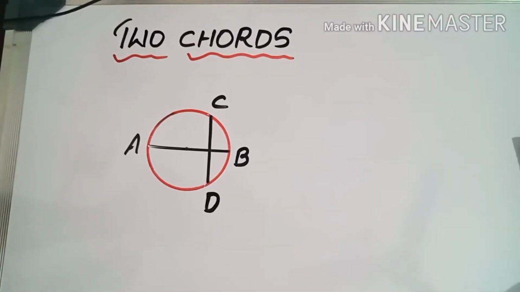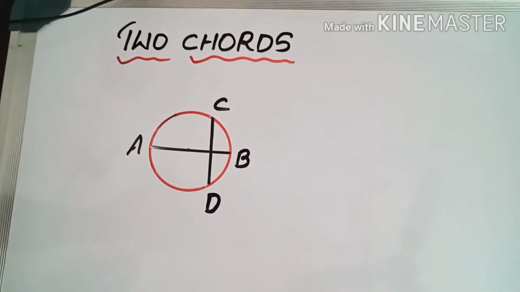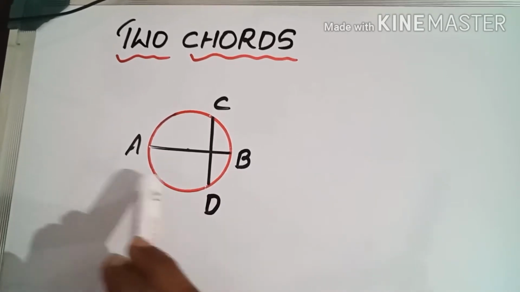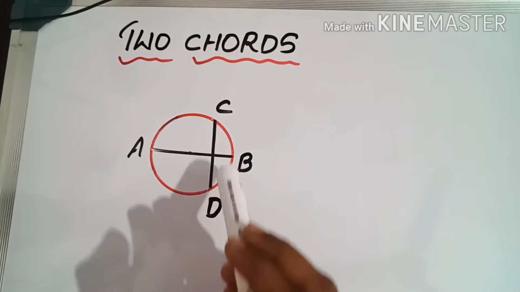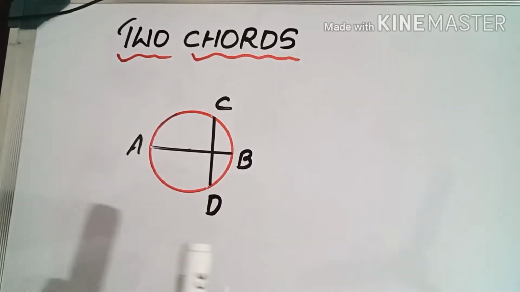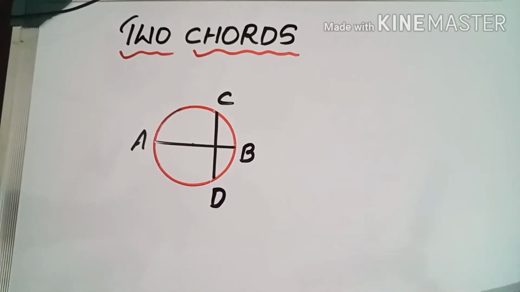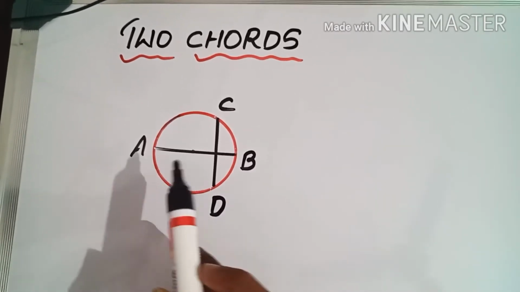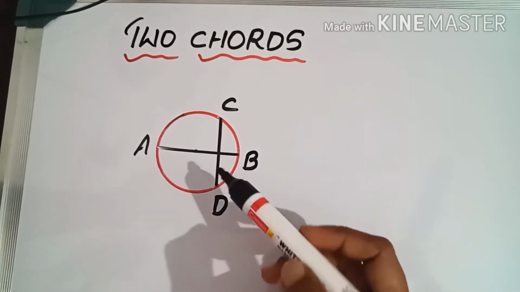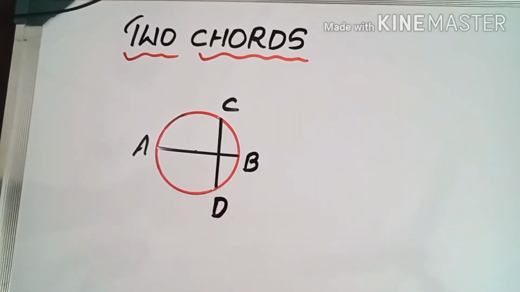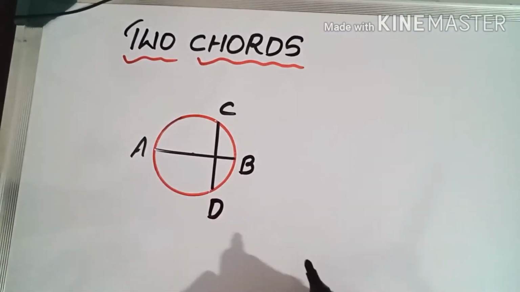Third concept. For the third concept, the first chord is a diameter. Here AB is a diameter. That diameter AB is cut by a chord CD. Here CD is not a diameter, only AB is the diameter. If it is so, same as the first concept, the product of parts of this diameter and the product of parts of this chord will be the same.